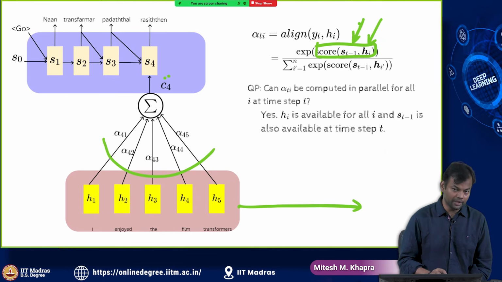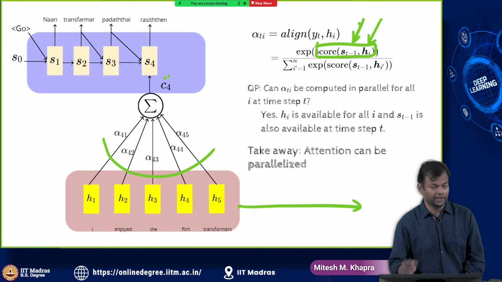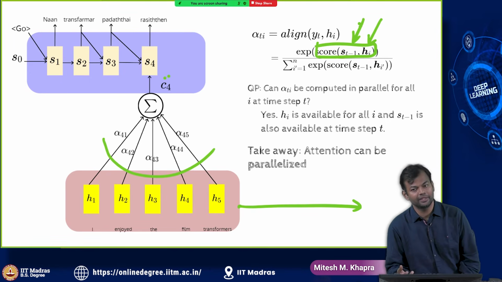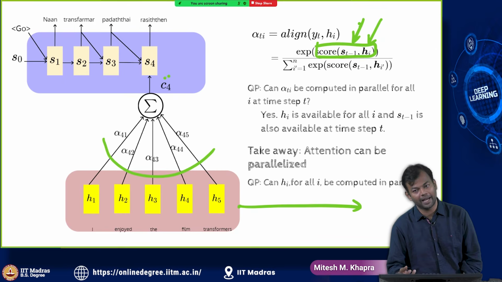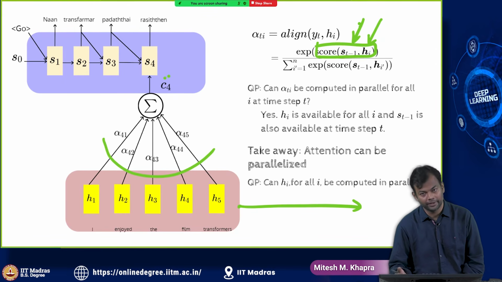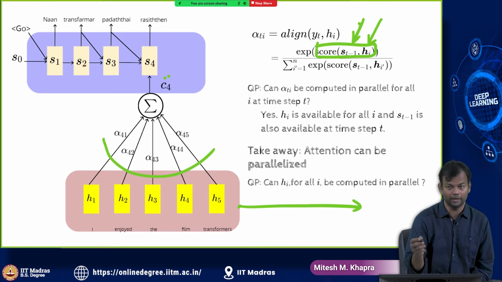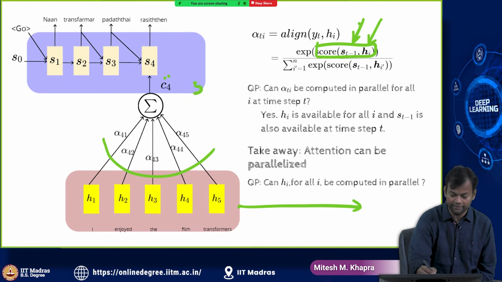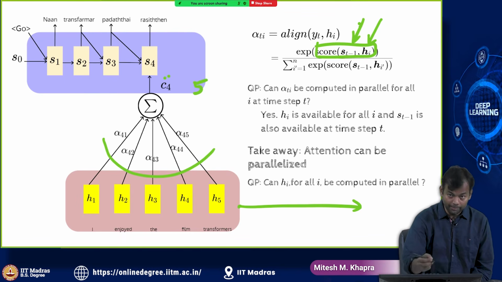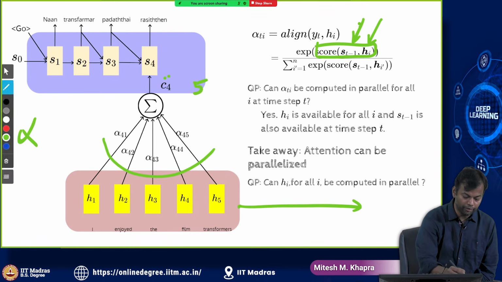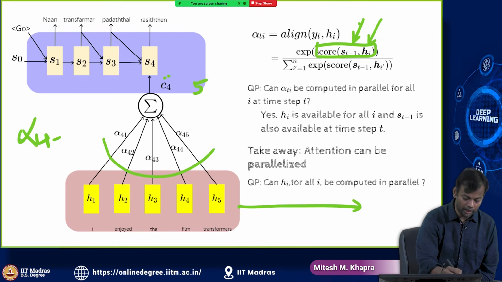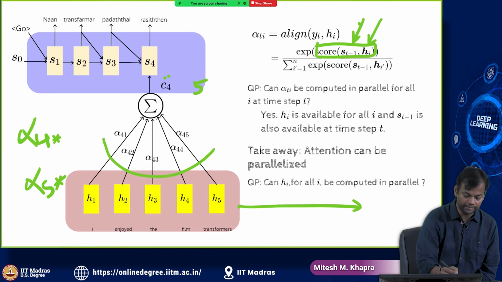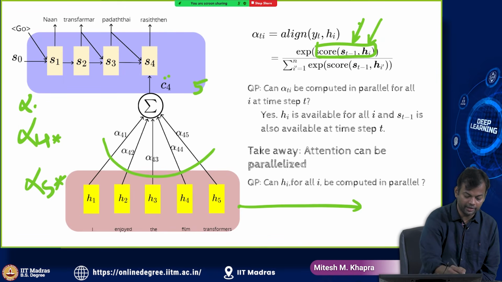Now the main takeaway here is that attention can be parallelized, but the other question I have is: can you compute this in parallel for all t's? I said that at a particular t you can compute it in parallel. Now suppose there's a time step 4 here. Can I compute all the alpha 4s, all the alpha 5s and all the alpha 3s?